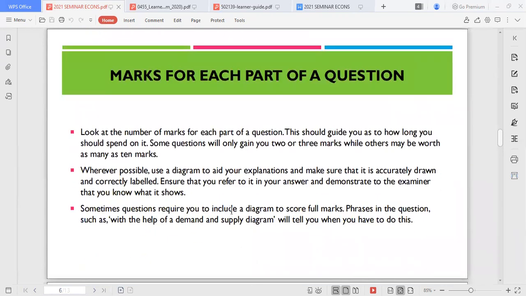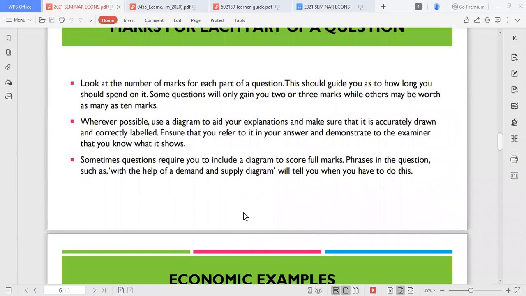And marks for each part of the question, very important. Look at the number of marks for each part of the question. This should guide you as to how long you should spend on it. Some questions will only gain you 2 or 3 marks, while others may be worth as many as 10 marks. Right? In Econ 0455, we only have a maximum of 8 marks, but it's a lot. So you really need to know how to allocate the time by looking at the marks.